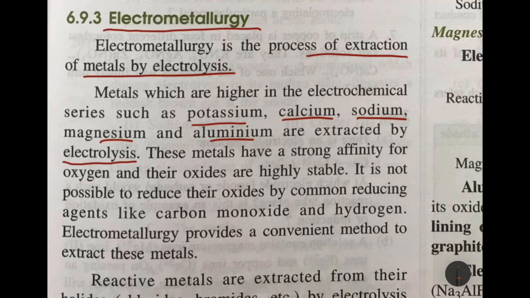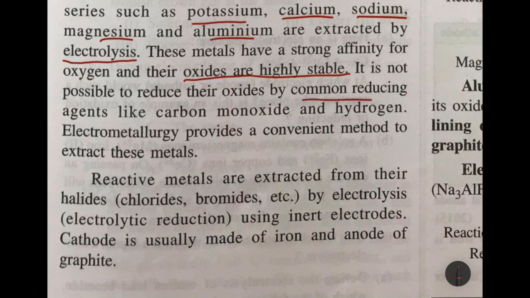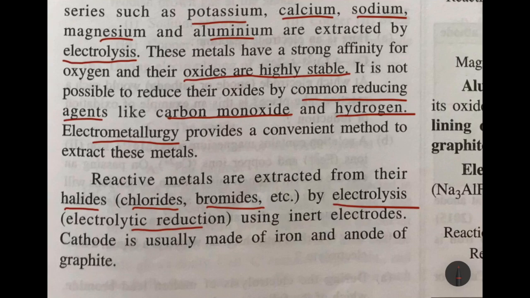Why? Because these metals have a strong affinity for oxygen. They will react with oxygen and the oxides are highly stable. It is not easy to remove the oxygen from the oxides. So we cannot reduce the oxides by common reducing agents like carbon monoxide or hydrogen. So the only way to extract these metals is by electrometallurgy. Reactive metals are extracted from their halides, chlorides, bromides by electrolysis, and it is also known as electrolytic reduction. Why? Because we are removing the metal, okay.